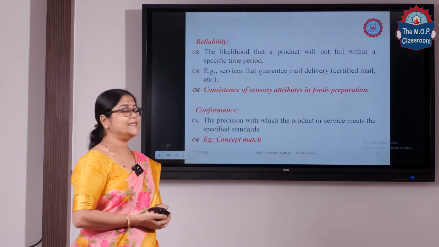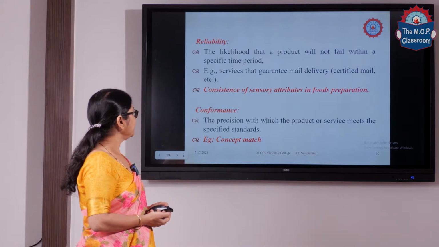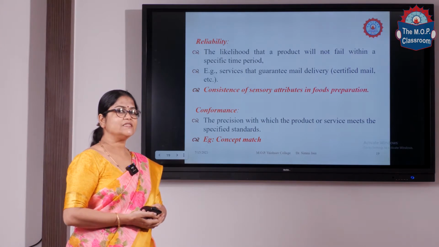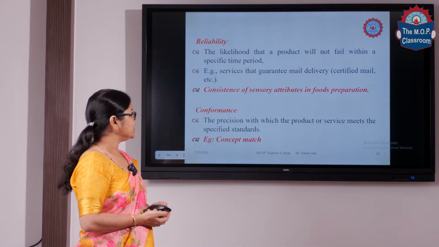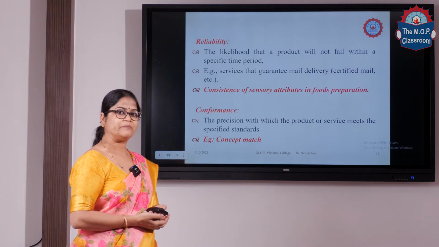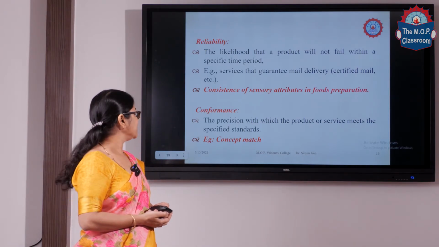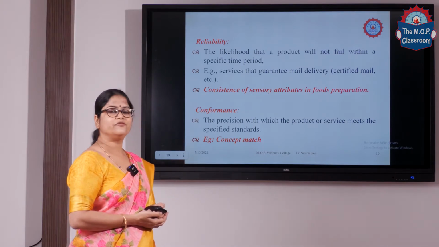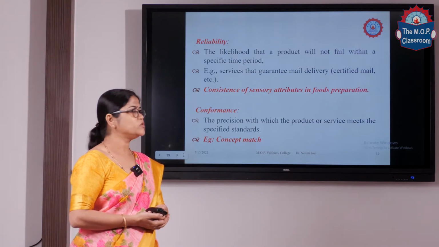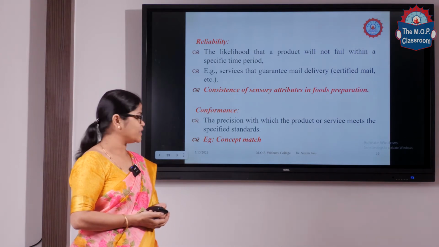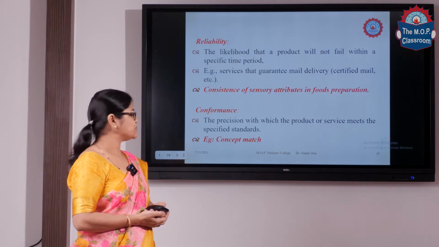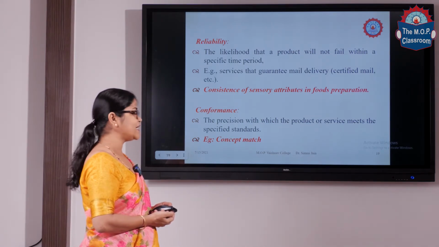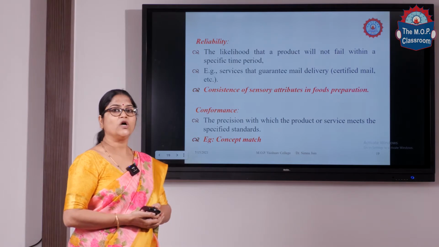Reliability: the likelihood that a product will not fail within a specific time period. For example, services that are guaranteed, such as mail delivery, certified mails, etc. In the case of the food service industry, consistency of sensory attributes of the foods that are being prepared is very suitable to the reliability of the product. Conformance: the precision with which the product or the service meets the specified standard. For example, concept matches.